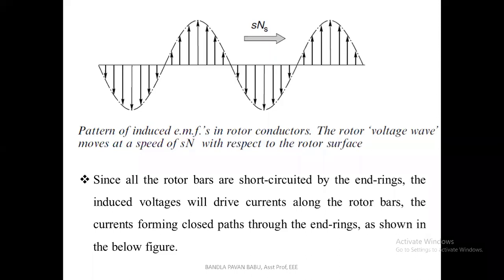Coming to this rotor EMF, it follows the stator EMF. Both will have the same magnitude and the same frequency, but they will not be in phase. Okay, so those are the additional points we are discussing here.